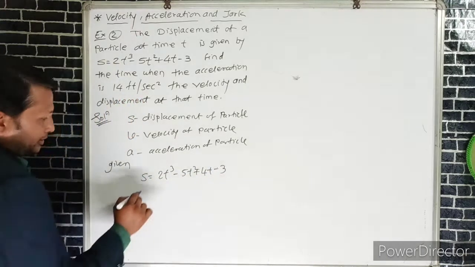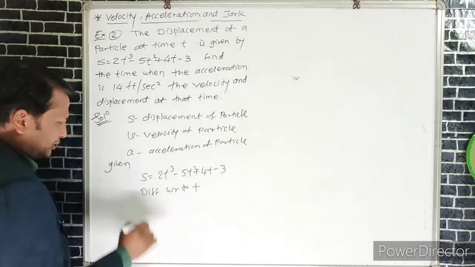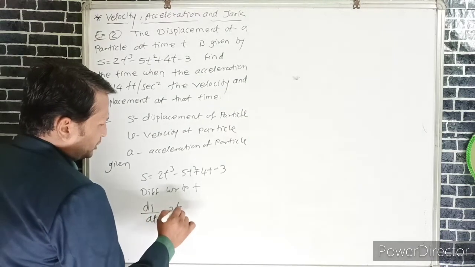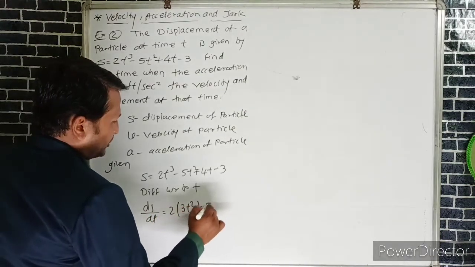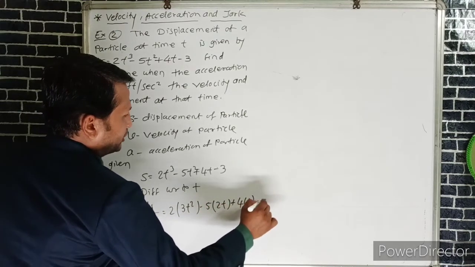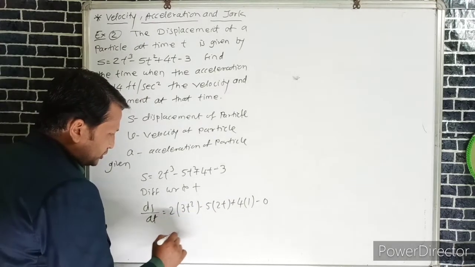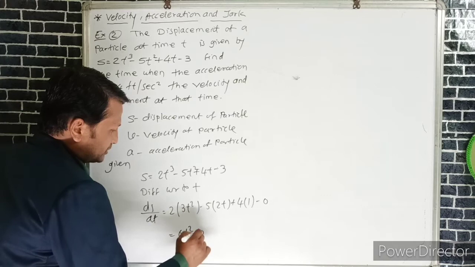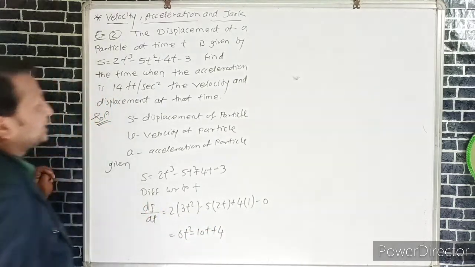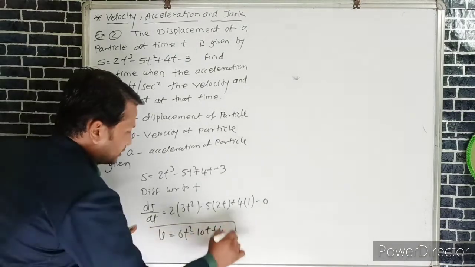If we differentiate this displacement with respect to t, then we get ds/dt = 2 into derivative of t³, which is 3t², minus 5 into derivative of t², which is 2t, plus 4 into derivative of t, which is 1, minus derivative of 3 which is 0. That is 6t² − 10t + 4. This ds/dt, the rate of change of displacement with respect to time t, is the velocity.